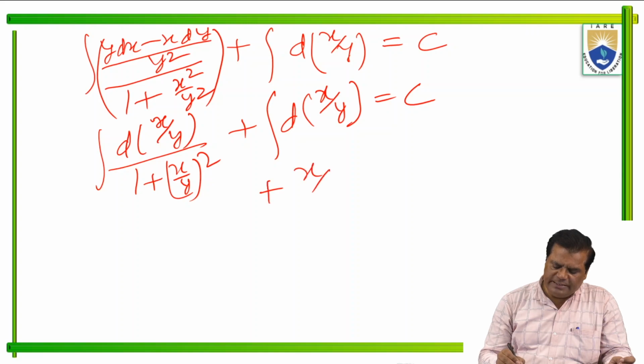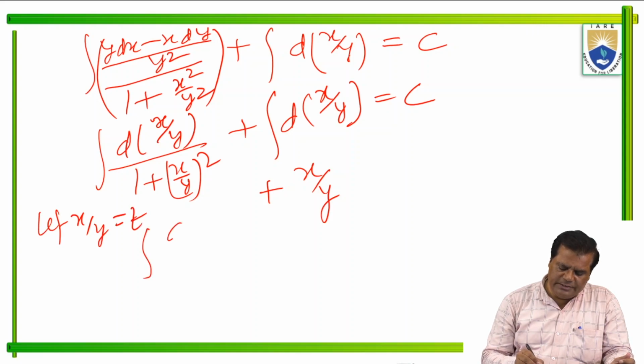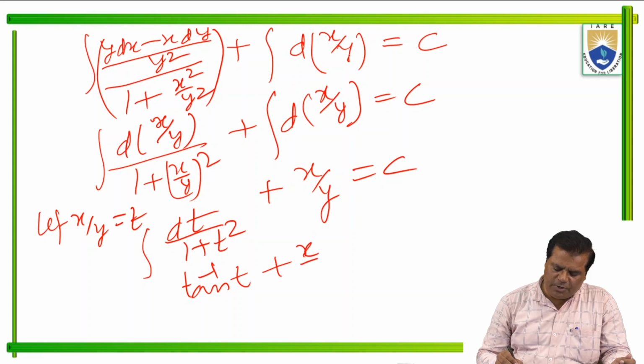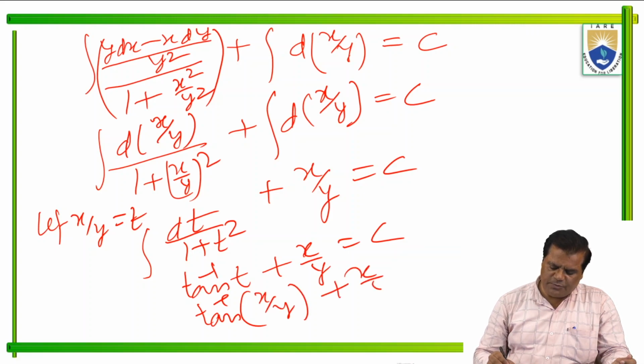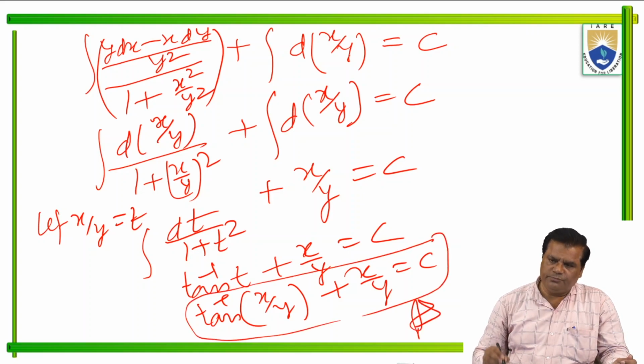So the answer is in x upon y. Here let x upon y be equal to t. Then this result is dt upon 1 plus t square, so equal to C. So this is tan inverse t plus x upon y equal to C. Tan inverse x upon y, where t is x upon y, plus x upon y equal to C. This is the solution. Okay.